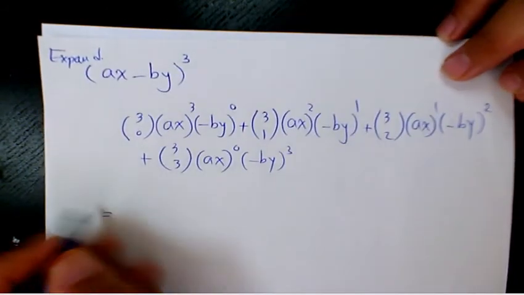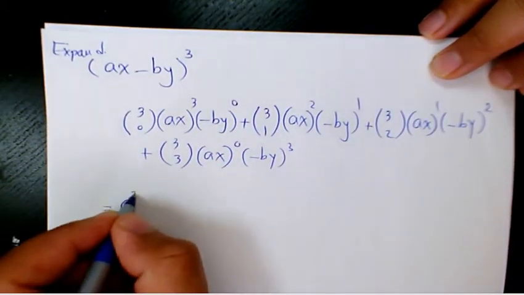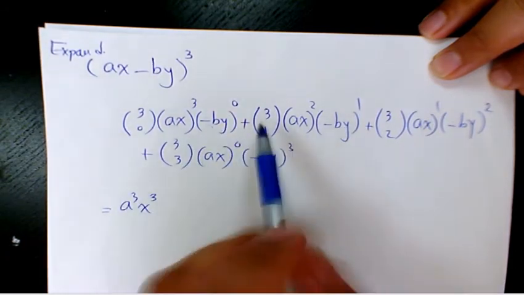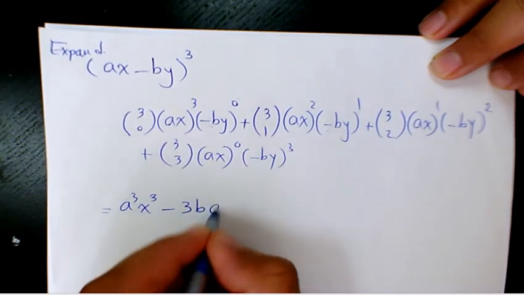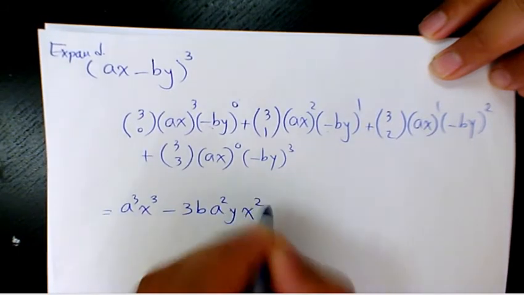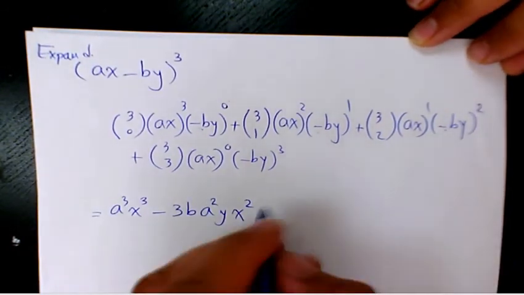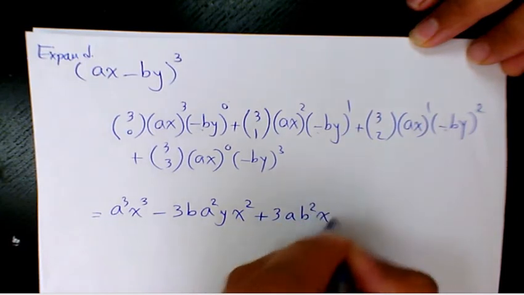So that's going to be again 1, 3, 3, 1. So that's going to be a cubed x cubed, because this one is also 1. And here we have, that's going to be negative, so negative 3b a squared y x squared. And here negative 1 to the power of 2 is going to be positive. So we're going to end up having 3ab squared x y squared.